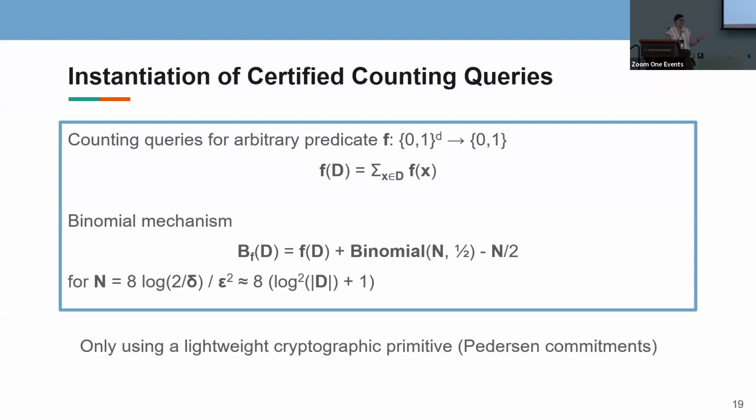But finally, because we just have this additive structure, it turns out that we can get away with just using a very lightweight cryptographic primitive, the additively homomorphic commitment scheme, such as Pedersen commitments.